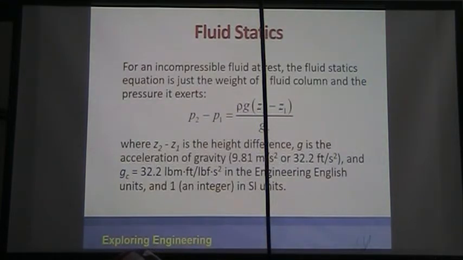Fluid statics. For an incompressible fluid at rest, the fluid statics equation is just the weight of a fluid column and the pressure it exerts. So, pressure two minus pressure one is equal to the density rho times the gravity times the difference in heights, Z2 minus Z1, divided by the gravitational constant. So Z2 minus Z1 is height difference, g is acceleration of gravity, and gc equals 32.2 pound mass feet per pound force second squared, or one in SI units.